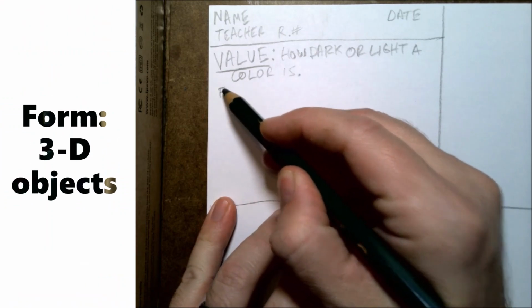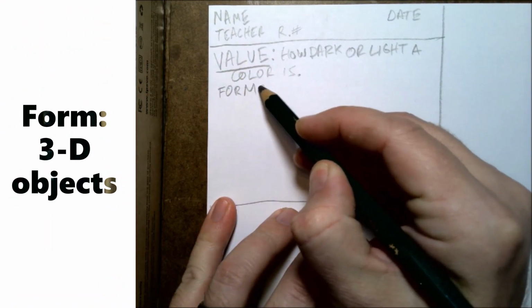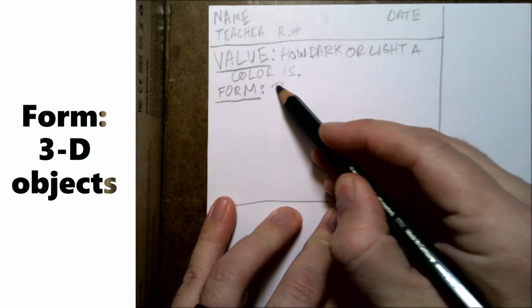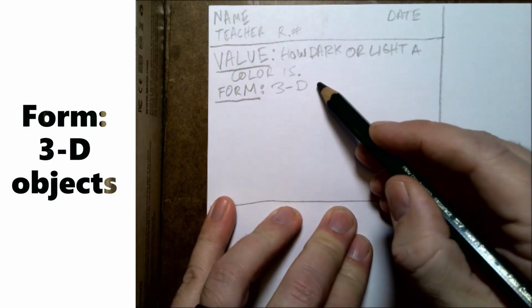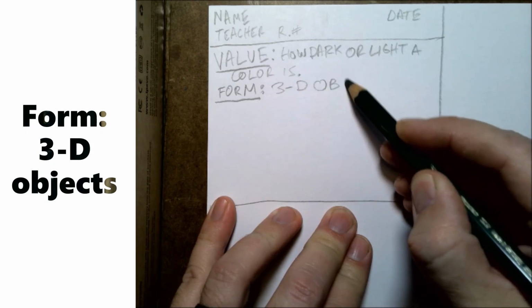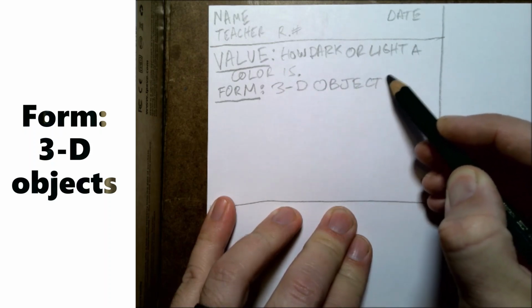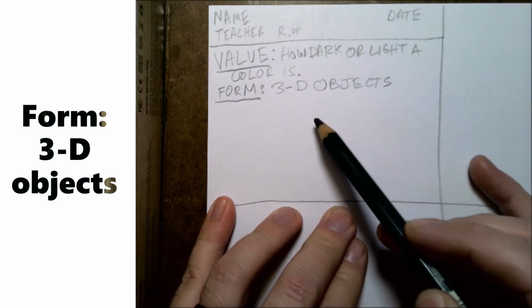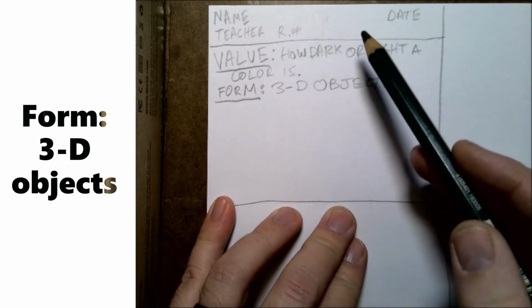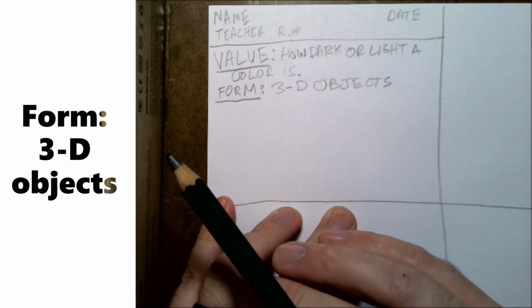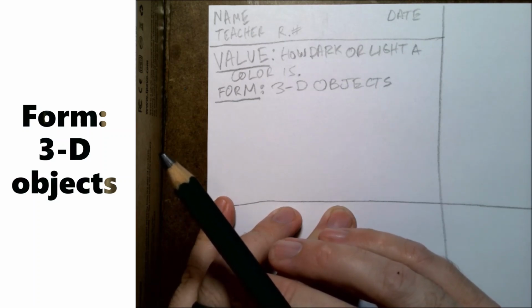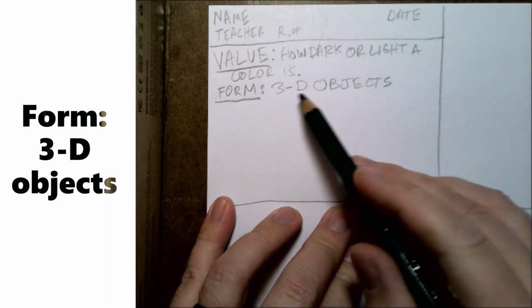The next term is form. And form has to do with 3D objects. 3D, of course, being 3 dimensions, that means it is wide, tall, and deep. So how deep? When things look 3D, they look like they're coming at you, right? Or that you can reach through them, or whatever the case might be. So 3D objects.